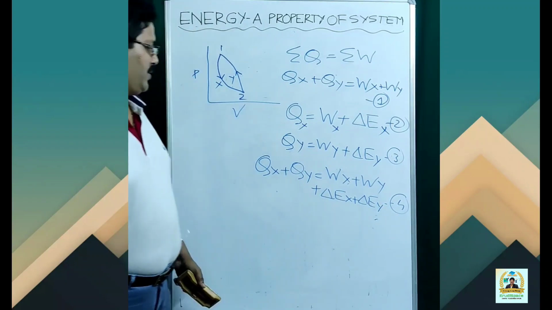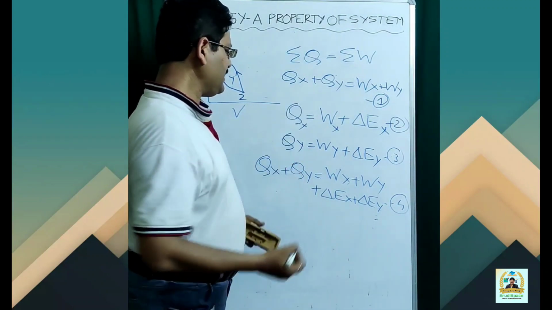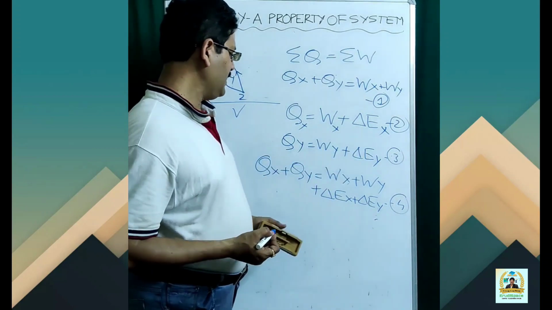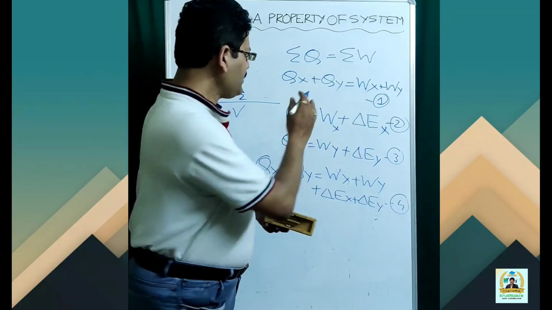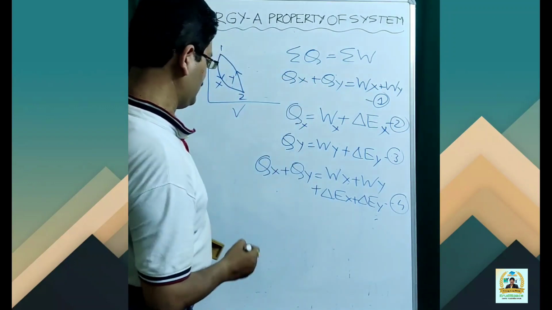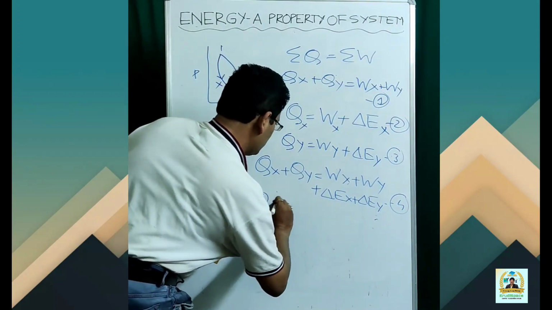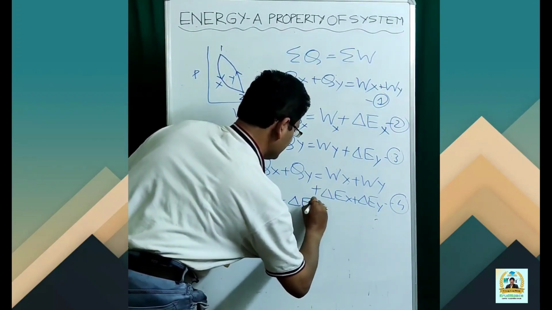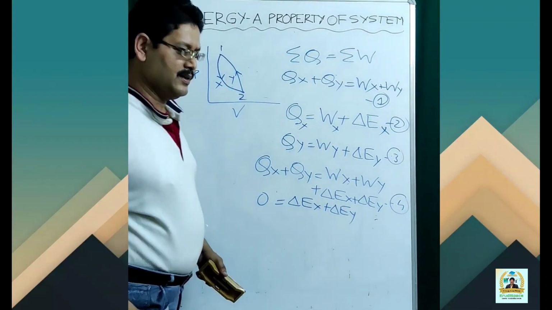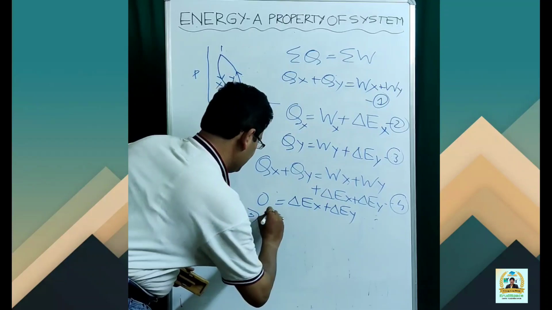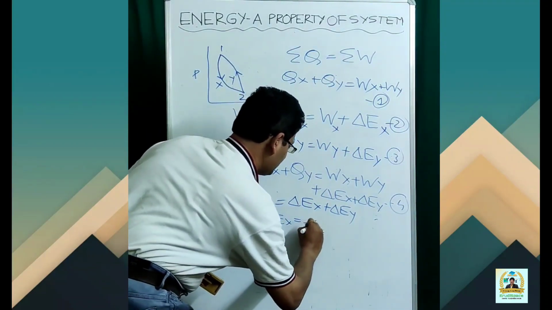this is your equation 4. So what is equation 4? Qx plus Qy is equal to Wx plus Wy plus delta Ex plus delta Ey. Now, deducting equation 1 from equation 4, we get 0 is equal to delta Ex plus delta Ey. This implies delta Ex is equal to minus delta Ey.